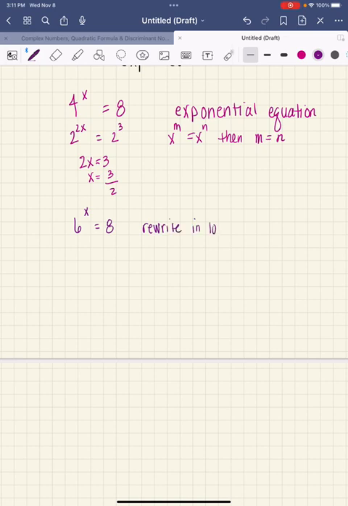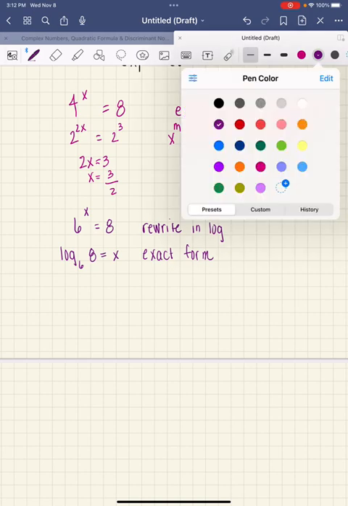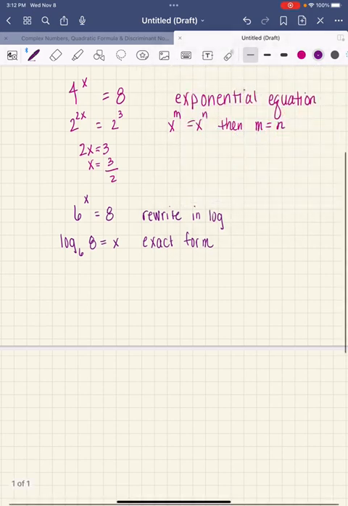In general, that's how things are going to work. If it's in exponential form, you're going to rewrite it in log form. If it's in log form, you're going to rewrite it in exponential form. The base is going to be 6. The argument is going to be 8. This is exact form. So when I ask you to write the answer in exact form, that's it. If you wanted to find out the decimal approximation, you would plug it into your calculator.